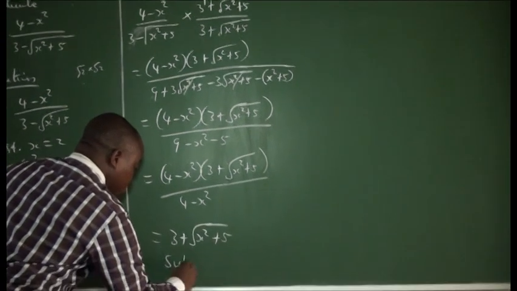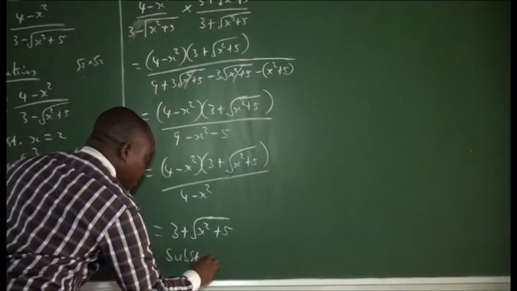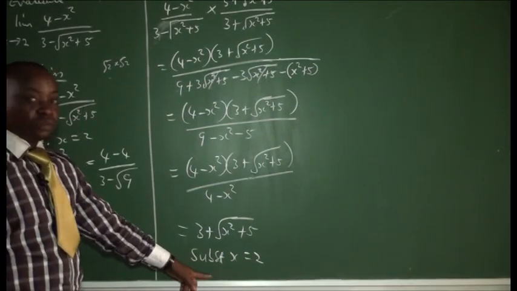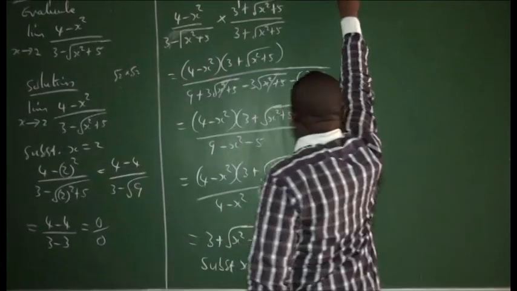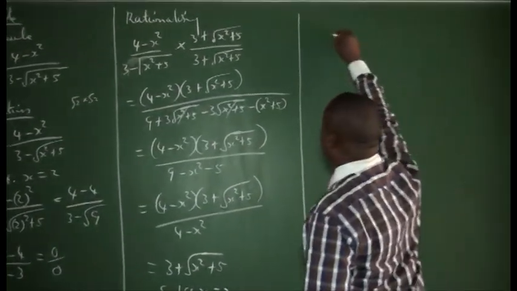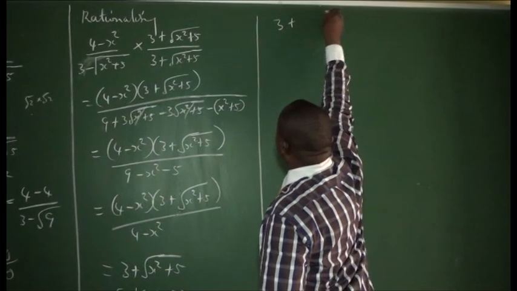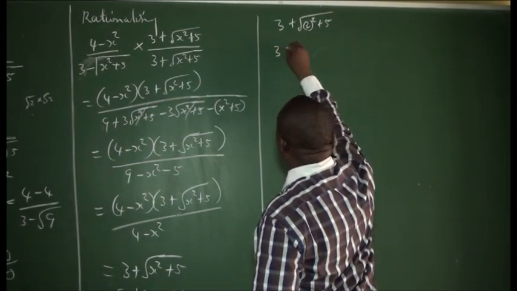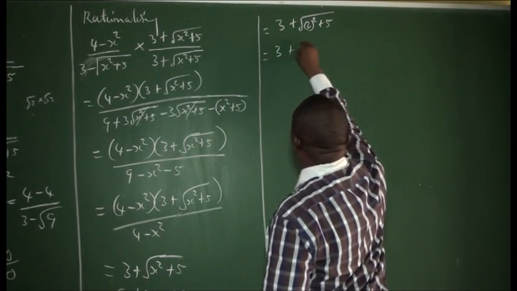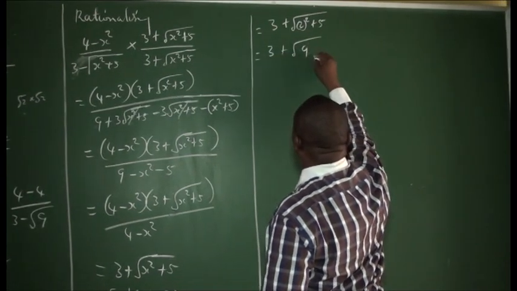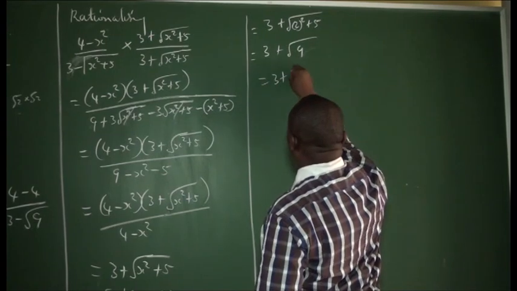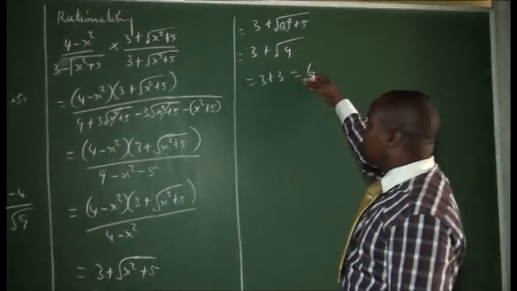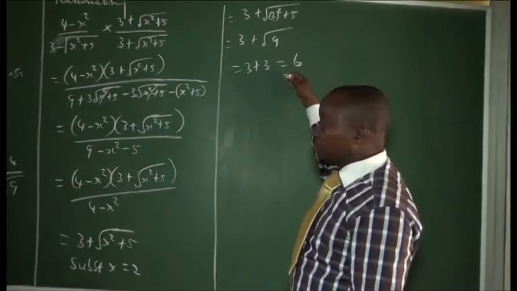So now substituting x equals 2, we then have 3 plus root of 2 squared plus 5. So that gives us 3 plus root 9, which is equal to 3 plus 3, and that is 6. So the limit is 6.